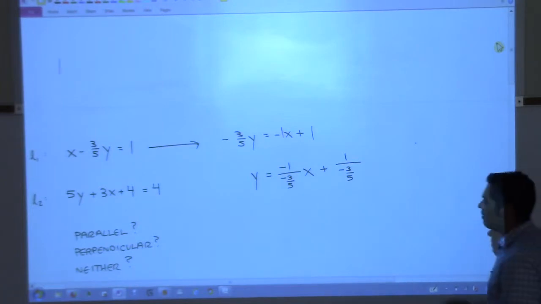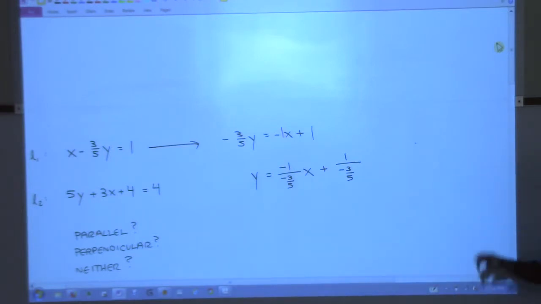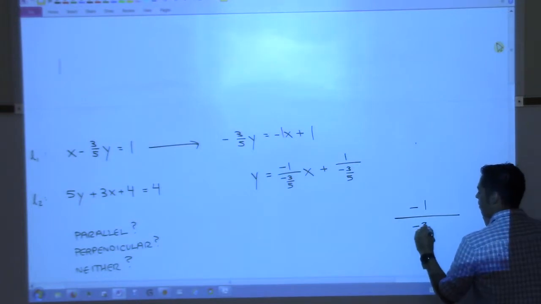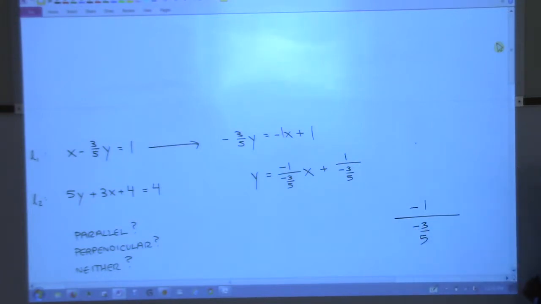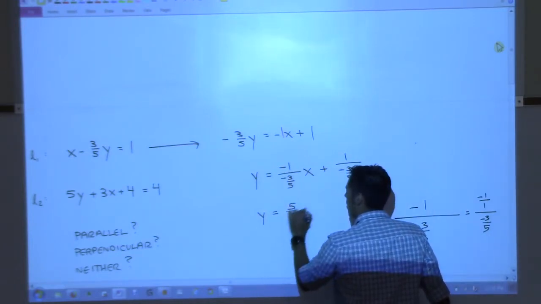What is negative 1 divided by negative 3/5? It's positive 5/3. So be careful with that. You're doing negative 1 divided by negative 3/5, right, that's what we're doing. That's really like negative 1 over negative 3 over 5. And this will flip up, and the negative and negative become positive. Do you all see that? So that becomes 5/3. So y is 5/3 x.